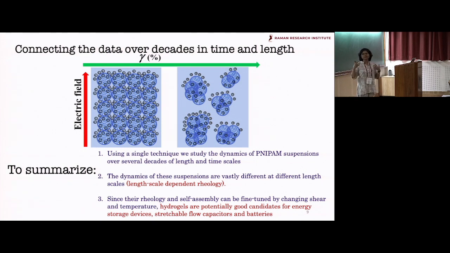So basically, using a single technique, we could actually measure length and time scales spanning about 9 decades. And of course, this is what we call length scale dependent rheology.